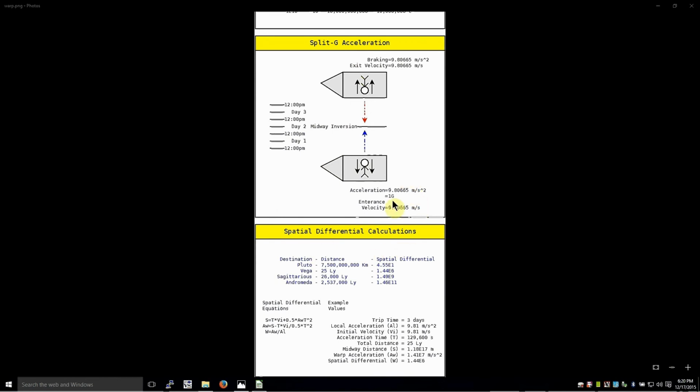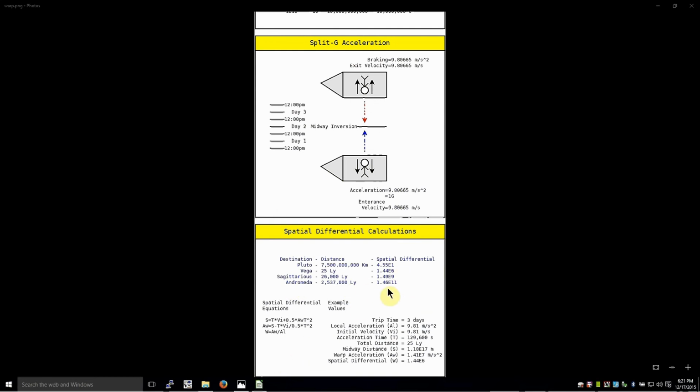So here we got a couple of destinations. Pluto's lovely this time of year. The planet Pluto. Vega, pretty far away. It's a star system. Sagittarius is a galaxy, if you can call it that. It's kind of connected to ours. It's offset down and to the left a little if you're looking at the center. Andromeda, really far away, blah, blah, blah.